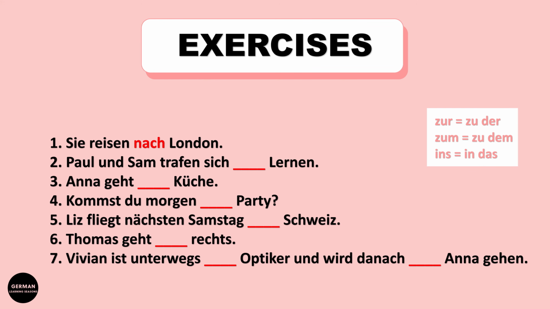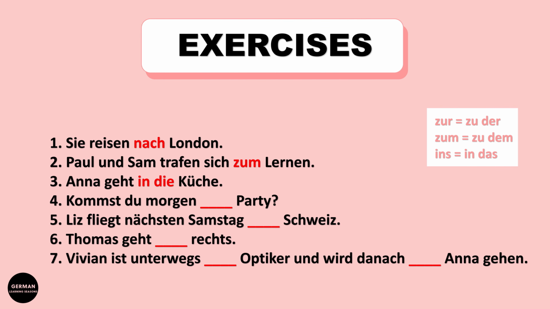Next one. Paul and Sam met for learning. In German, Paul und Sam trafen sich zum Lernen. Why is it zum Lernen? Because here lernen is an activity. So we have to say zum Lernen. Let's carry on. Anna goes into the kitchen. In German, Anna geht in die Küche. She's going into the kitchen. Anna geht in die Küche. Why is it in die Küche? Because Küche is a room, so we say in die Küche.